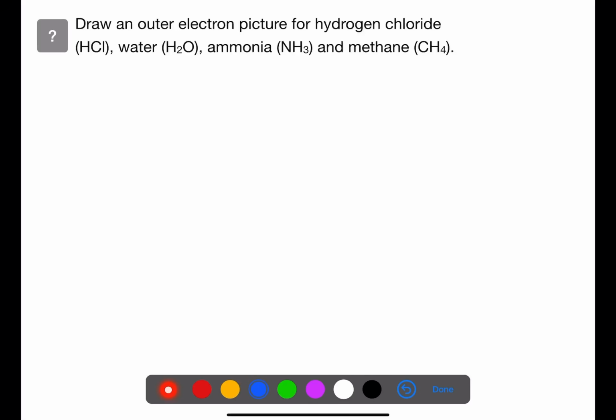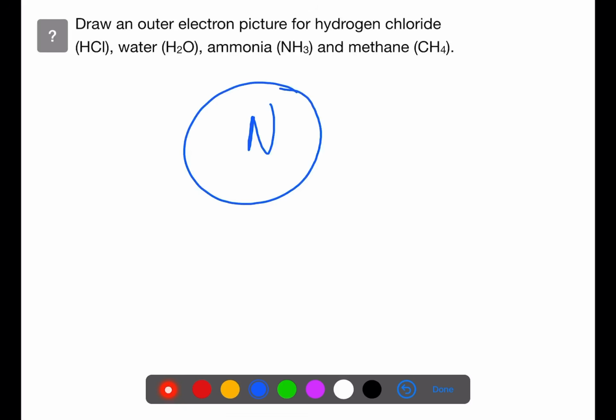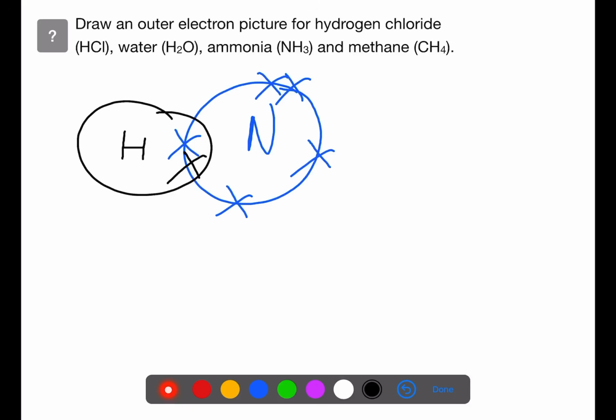For ammonia, we're again going to start with the nitrogen. Nitrogen has 5 outer electrons. We need to fill these in singly before pairing. This leaves 3 spaces for hydrogen to join. The formula for ammonia is NH3.